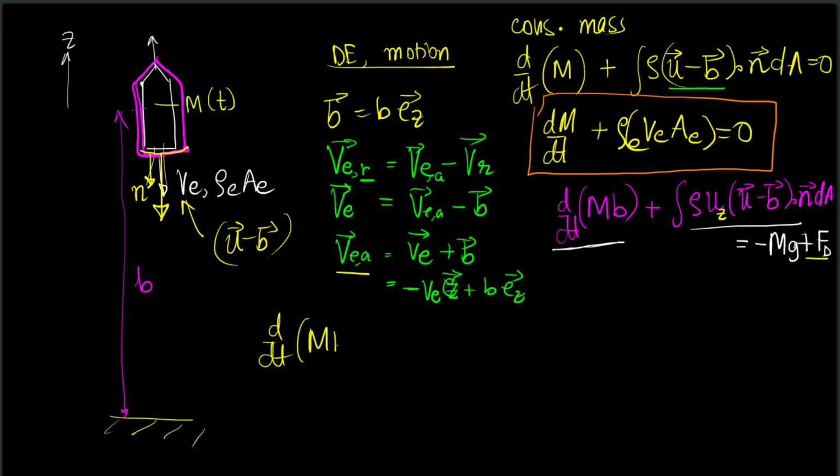So what do we have? d/dt of mb plus. So now look, this is where the absolute velocity is required. So uz is the momentum as seen from our frame of reference. So it will be rho. Now this velocity will be equal to b minus the exit velocity. So this velocity in the absolute frame is equal to b minus exit velocity Ez. Now (u minus b) dot n is again going to be the same. It is the relative velocity of the exhaust with respect to the rocket dot n, and that is going to be positive. So this is going to be simply VE times AE.